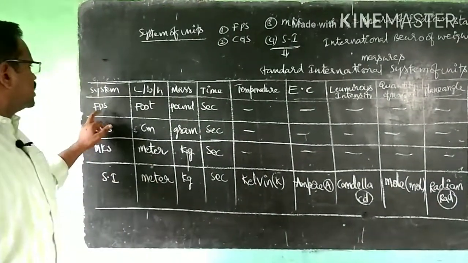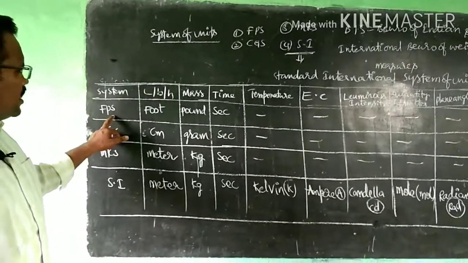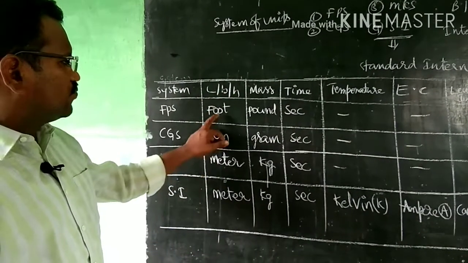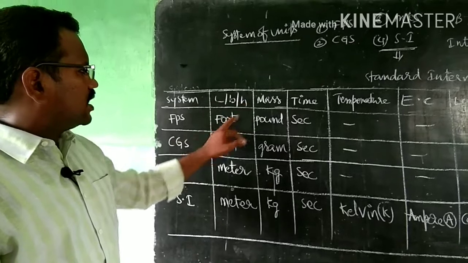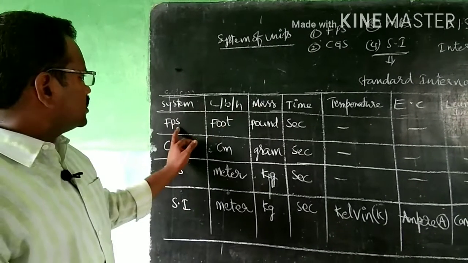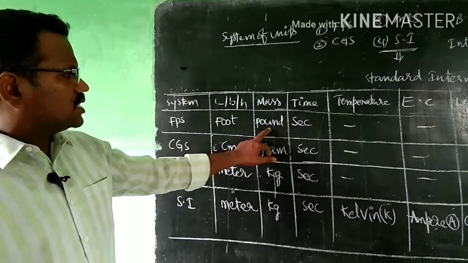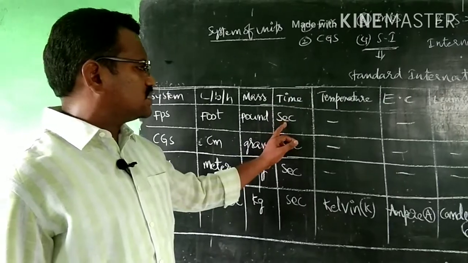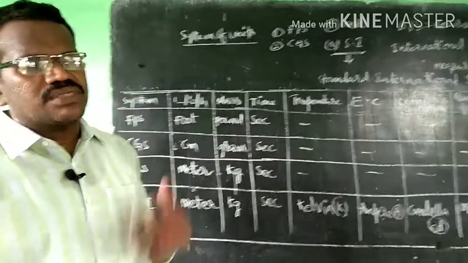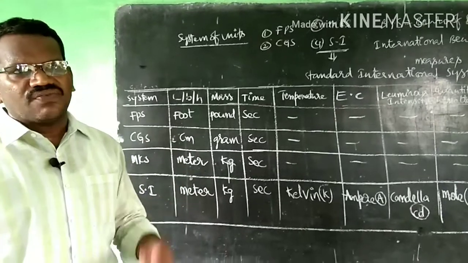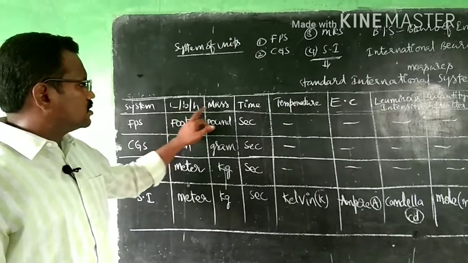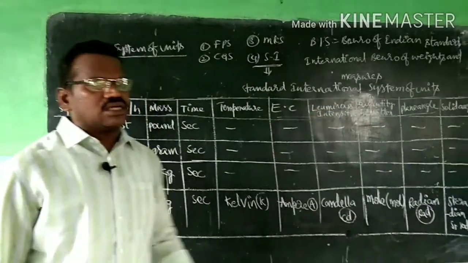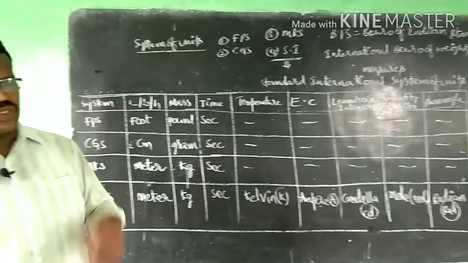Let us come to the FPS system. In the FPS system, the unit of length, breadth and height is foot. For all these three, length, breadth and height, we are using foot. The unit of mass is the pound. The unit of time is the second. In the earlier systems, only three fundamental quantities are there: length, mass and time. Temperature, electric current, luminous intensity and others are not added in those systems.